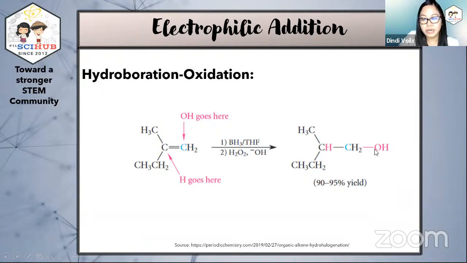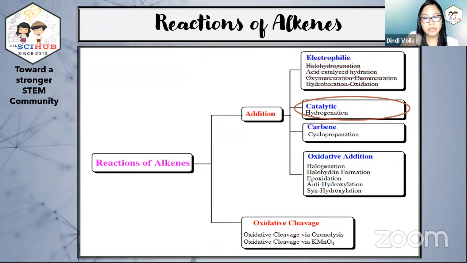As you can see here, hydroxide is attached to the less substituted carbon, whereas hydrogen gets attached to the more substituted carbon. All right, so that's it for electrophilic addition. Let's move on to catalytic hydrogenation.